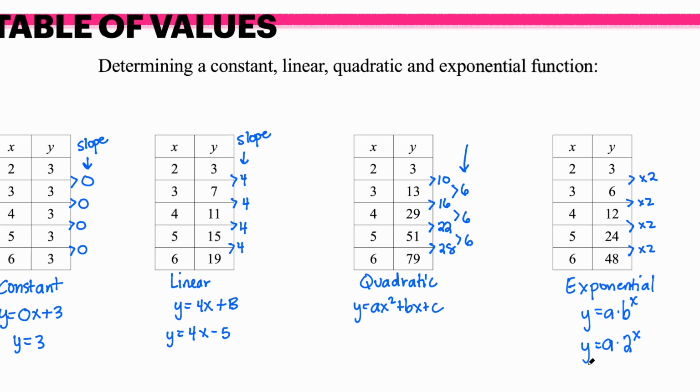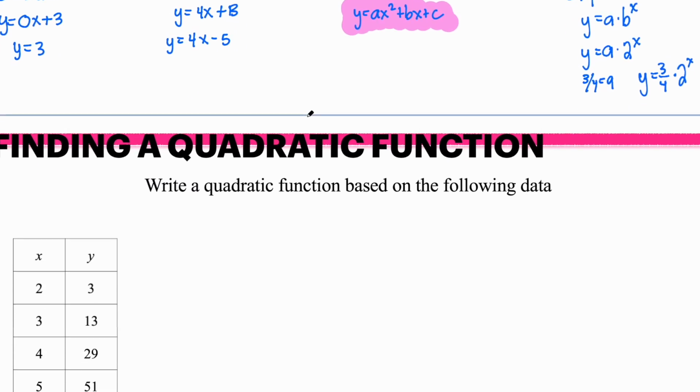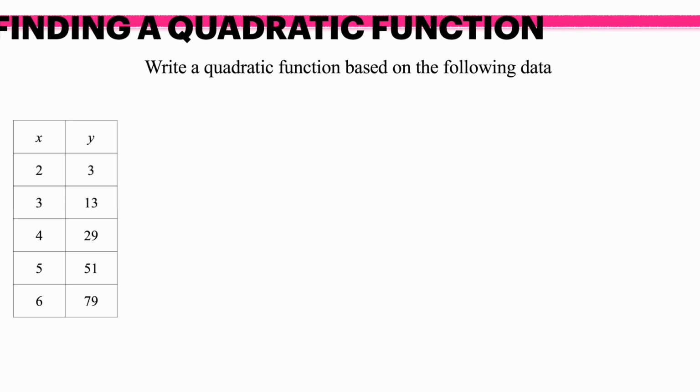And so if I plugged in 2 for x and 3 for y, I will actually get 3/4 for a, so therefore my equation would be 3/4 times 2 to the x. But in this video, we are going to be discussing how to find a, b, and c. And I'm going to do it by a calculator.